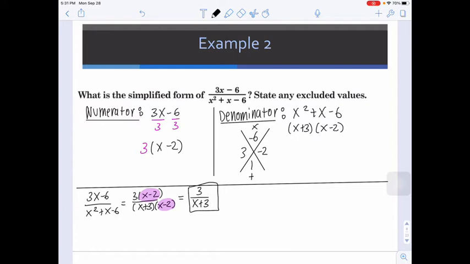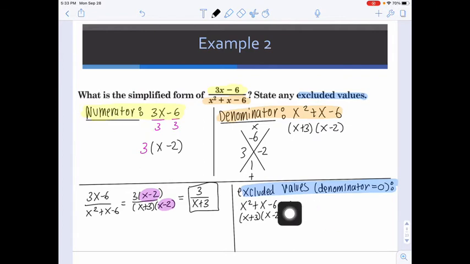And now we need to look for any excluded values. So the excluded values are when the denominator equals 0. Well, we have a denominator of x squared plus x minus 6 equals 0. Notice all of the orange ones are our denominators and our yellow ones are our numerators. However, we've already factored the denominator up in this step to x plus 3 times x minus 2. So we can rewrite this as x plus 3 times x minus 2 equals 0.